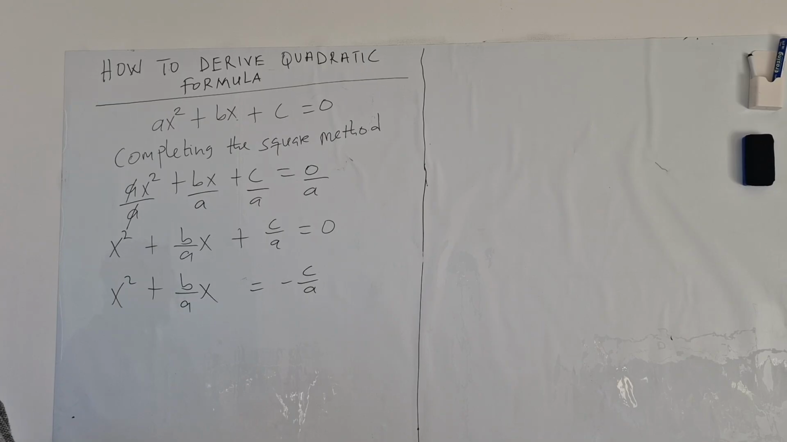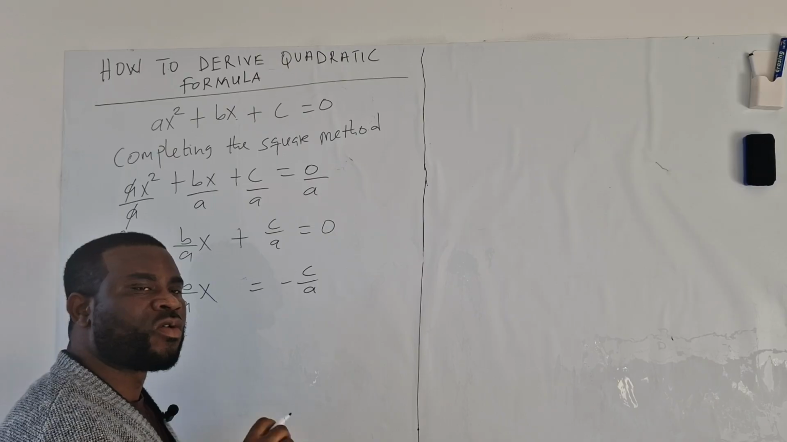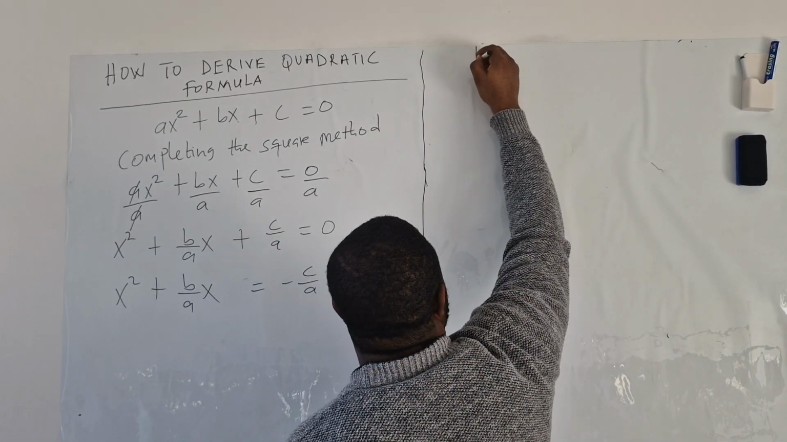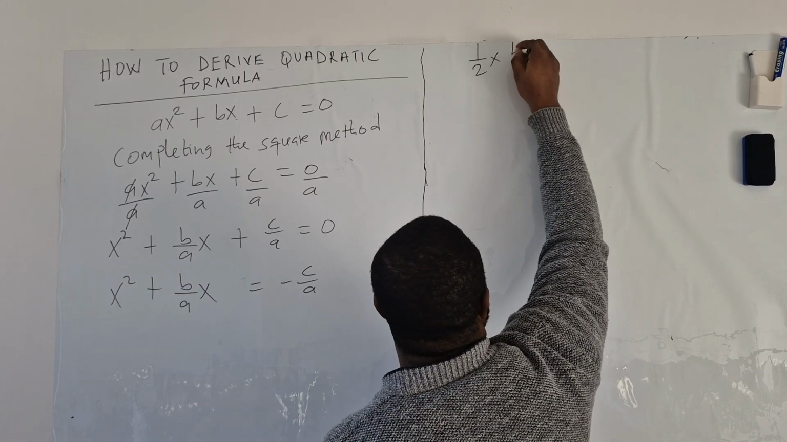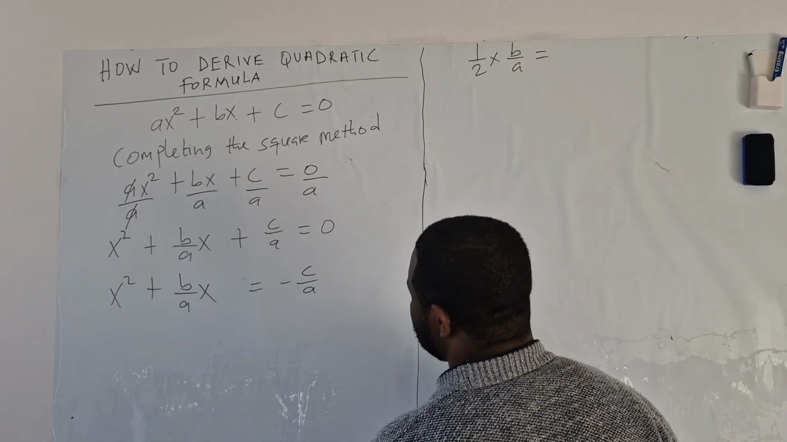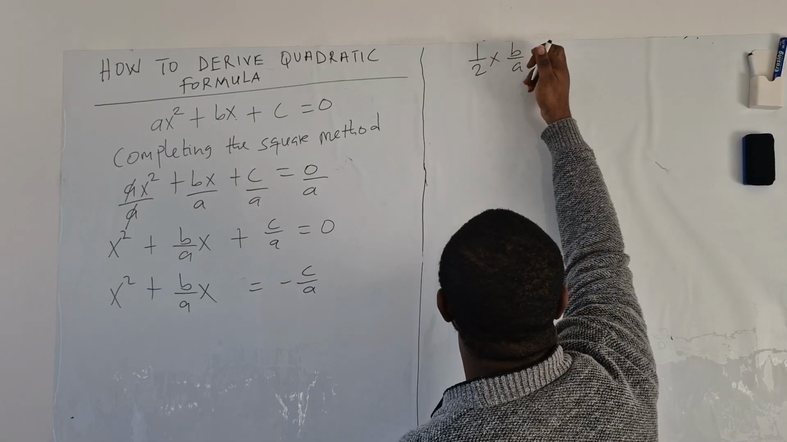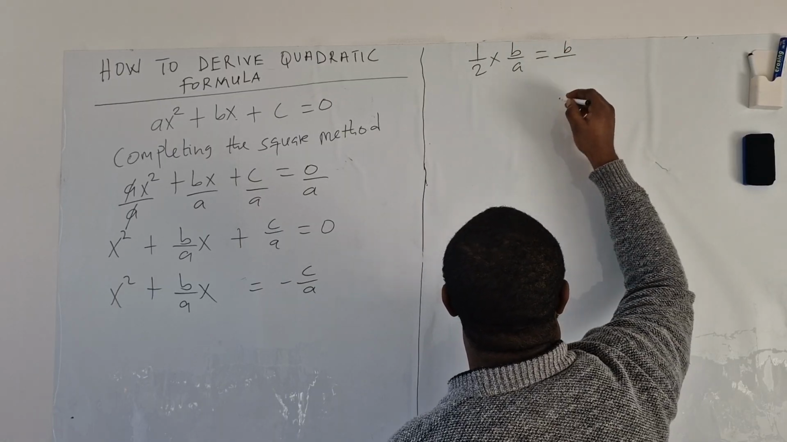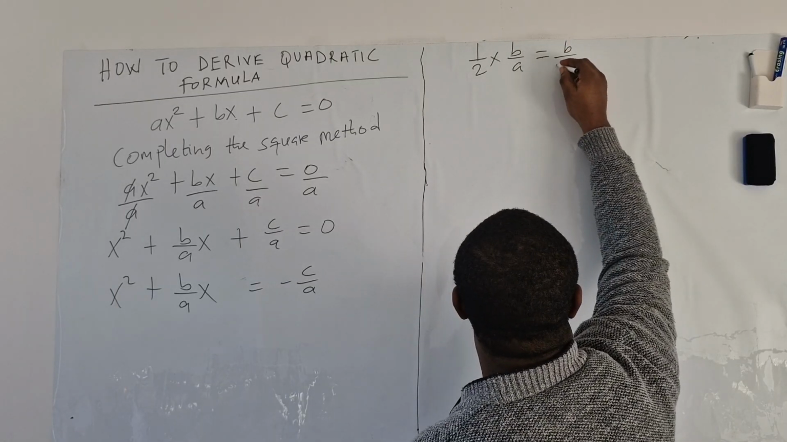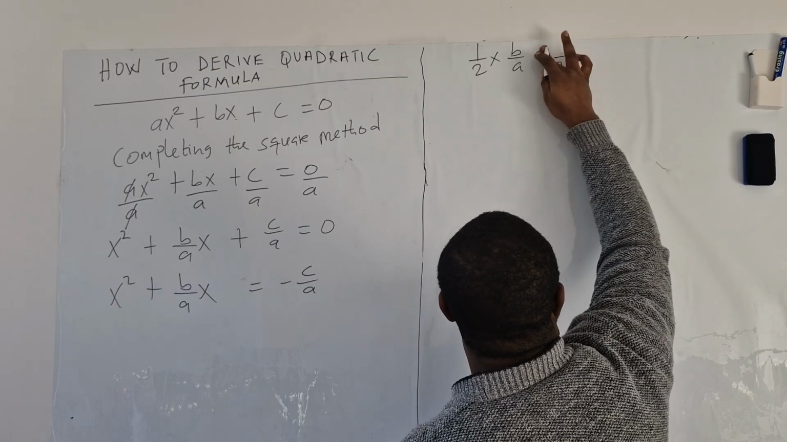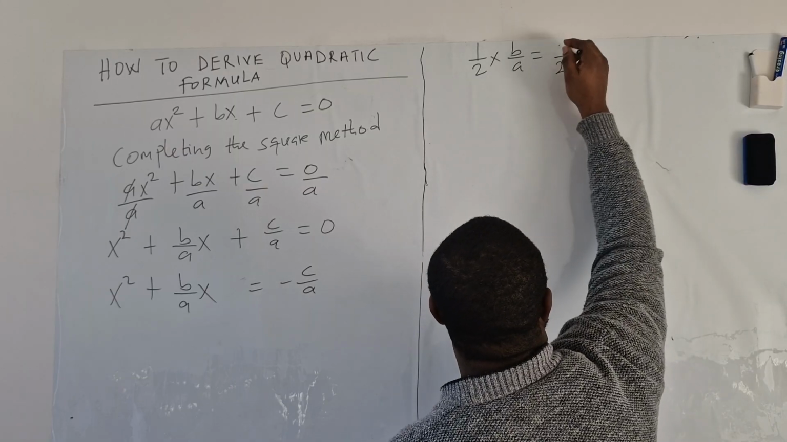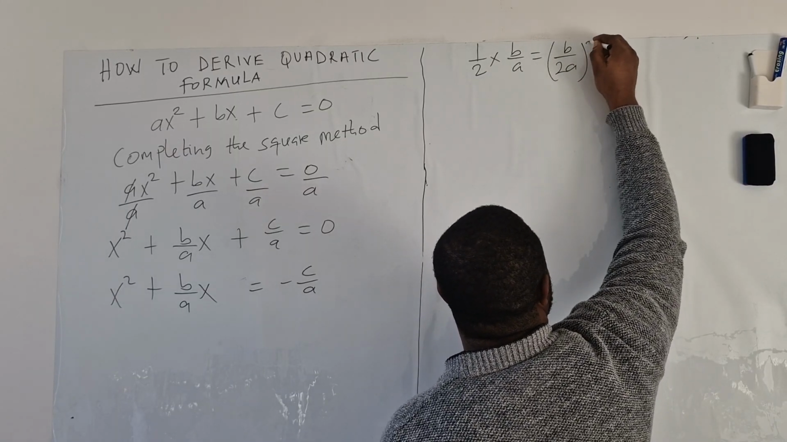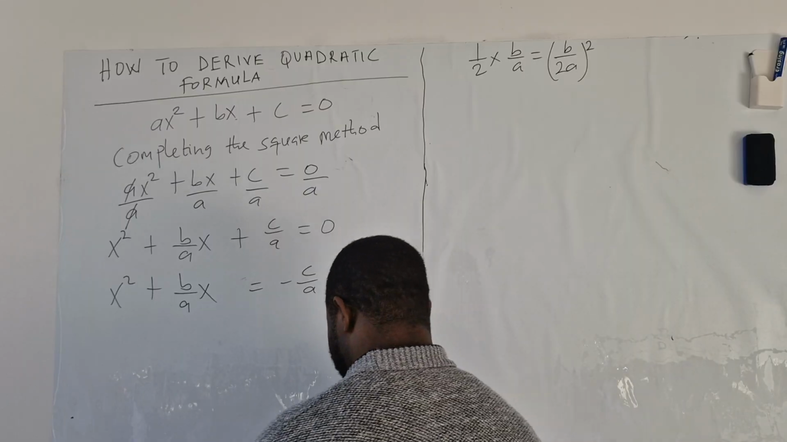Good. At this point, what do we do next? Now at this point, we are going to find half of the coefficient of x. Half times the coefficient of x, which is b on a. And this will give us 1 times b, that is b, over 2 times a, that is 2a. So that is half of the coefficient of x. And then we square this whole result.